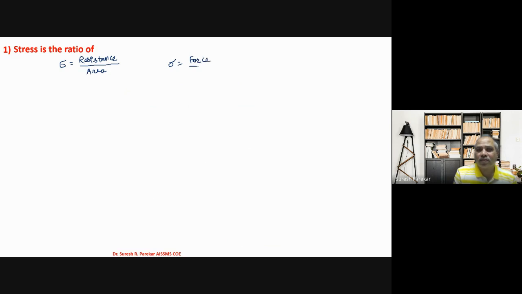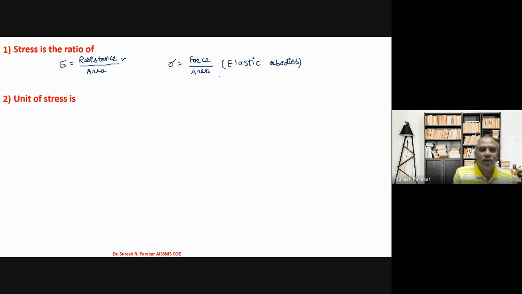But if both options are there, that is resistance upon area as well as force upon area, then you have to tick resistance upon area, because force upon area is applicable only for elastic bodies, not for other bodies. So we have to keep that in mind while ticking the option. Then we have the unit of stress.